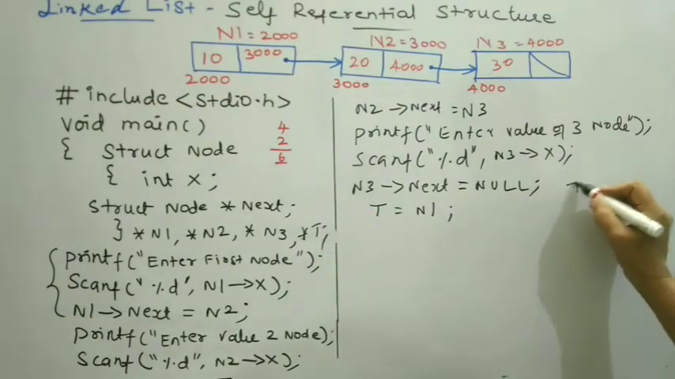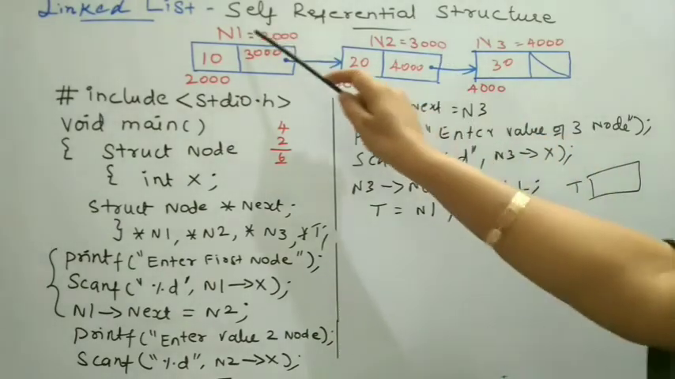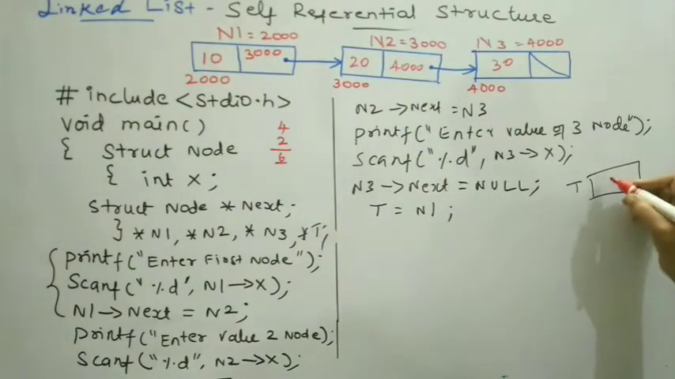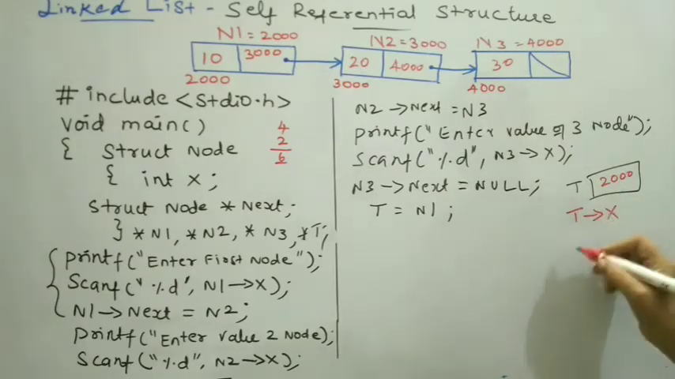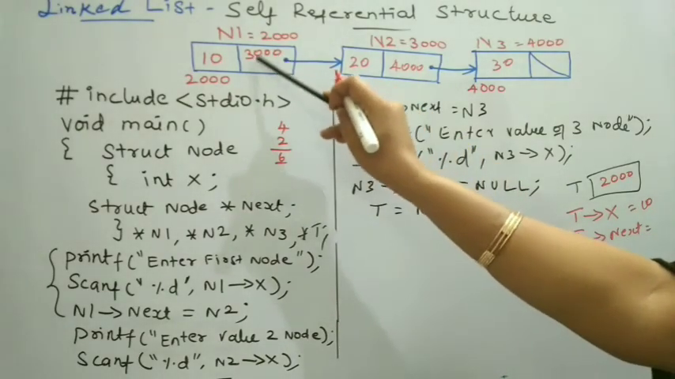So now what is the content of t? The value of N1 is assigned to t. What is the value of N1? It is 2000. Now t takes the value 2000. So if I take t arrowhead X, what is the value? T arrowhead next, what is the value? Since t is a pointer variable pointing to a node structure, it may access the data members of the node structure, that is X and next. If I use this t arrowhead X, what is the value? That is the value 10. If I use t arrowhead next, what is the value of that next data member of this t?